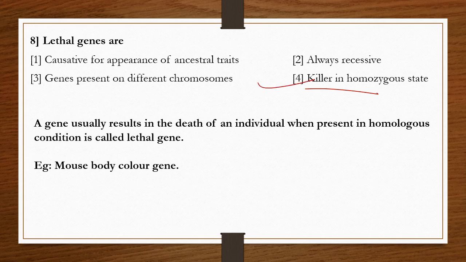The example for this lethal gene is the mouse body color gene. If this body color gene is present in homozygous condition, it leads to the death of the mouse. These are lethal genes.